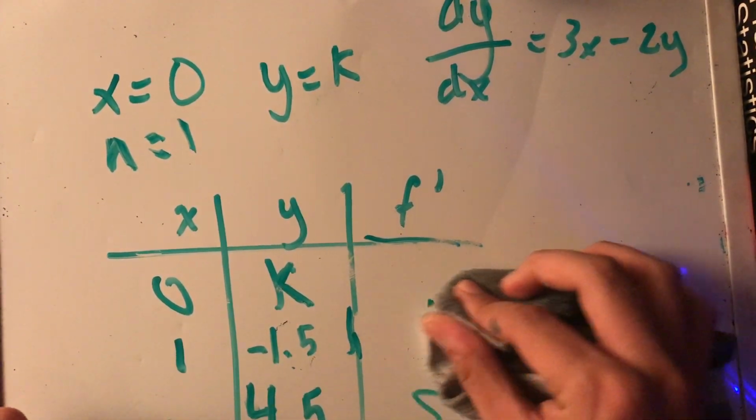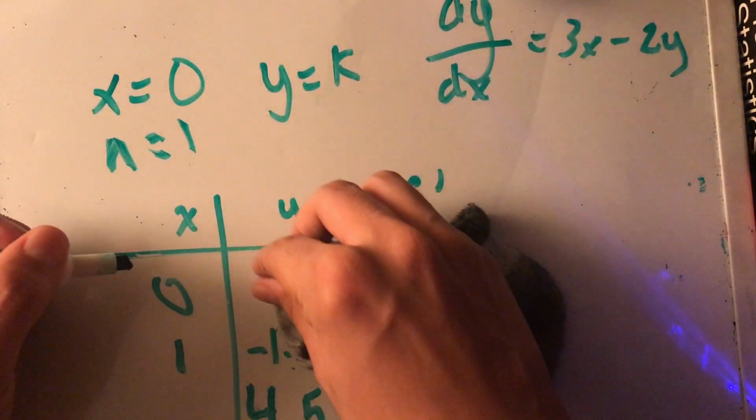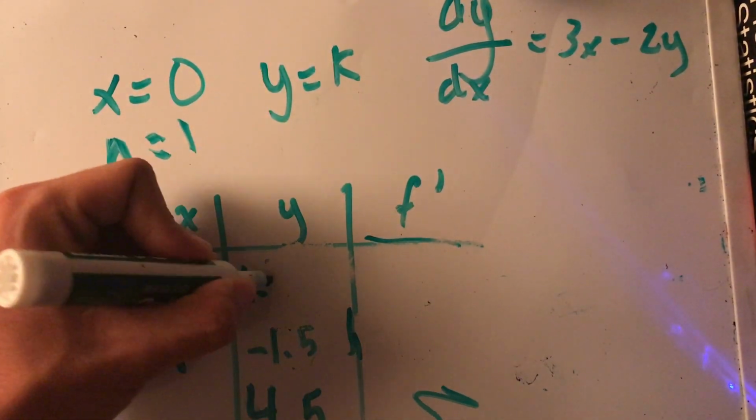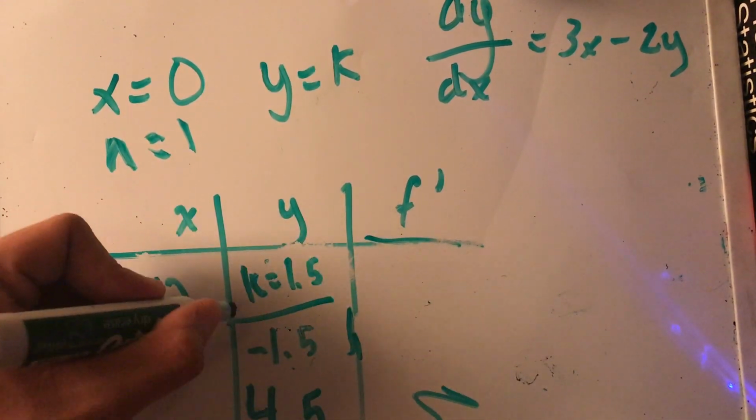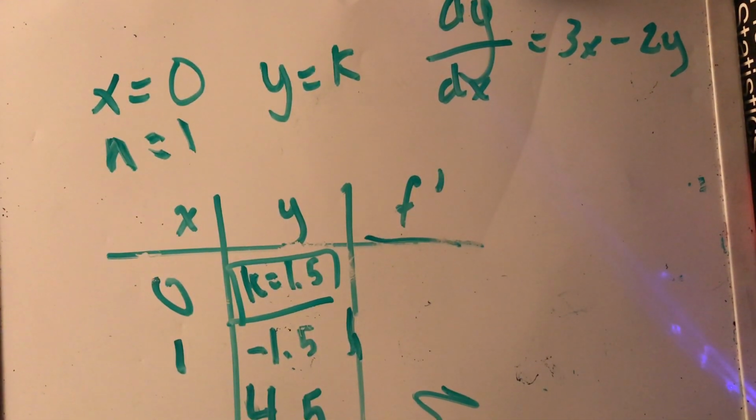So that's our existing value. And we now know that this y value is k, but it's also equal to 1.5. So that gives us our answer. So those are the two types of problems that you'll see with this wording.